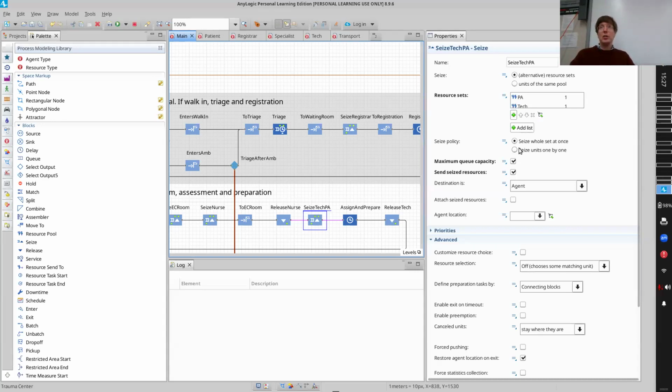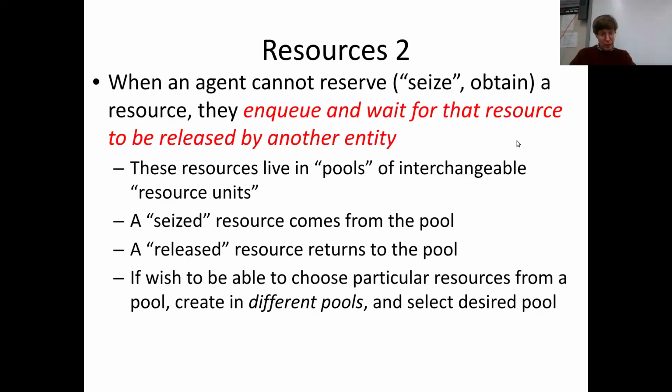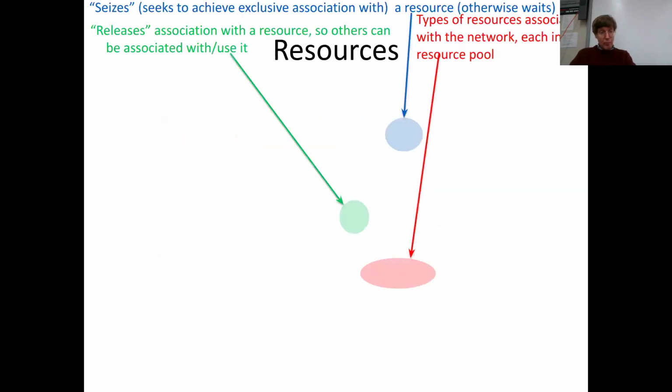So I seize the physician assistant and I'm waiting for the technician. You seize the technician and are waiting for the physician assistant, and neither of us can ever make any progress. So either you have to be careful to seize them in the same order for everyone. I always seize A before B. Everyone tries to seize A before they seize B. Or they have this characteristic of seizing the whole set at once, not one at a time, not incrementally. Okay.